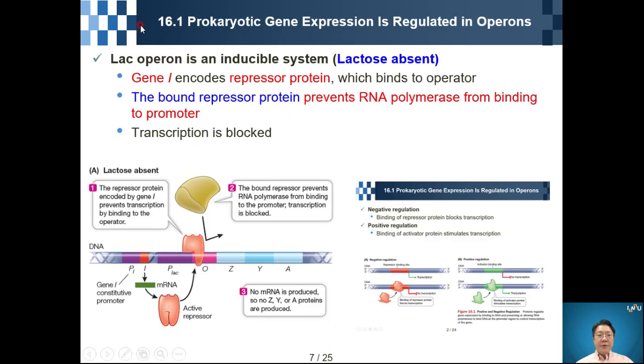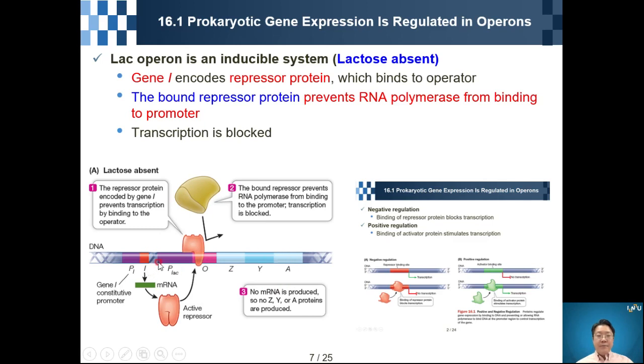Also, the lac operon is an inducible system. When lactose is absent, they have some function, and in the next slide we will learn when lactose is present. Let me start with when lactose is absent. So this is the lac operon, promoter and operator, and they have the structural genes like this.